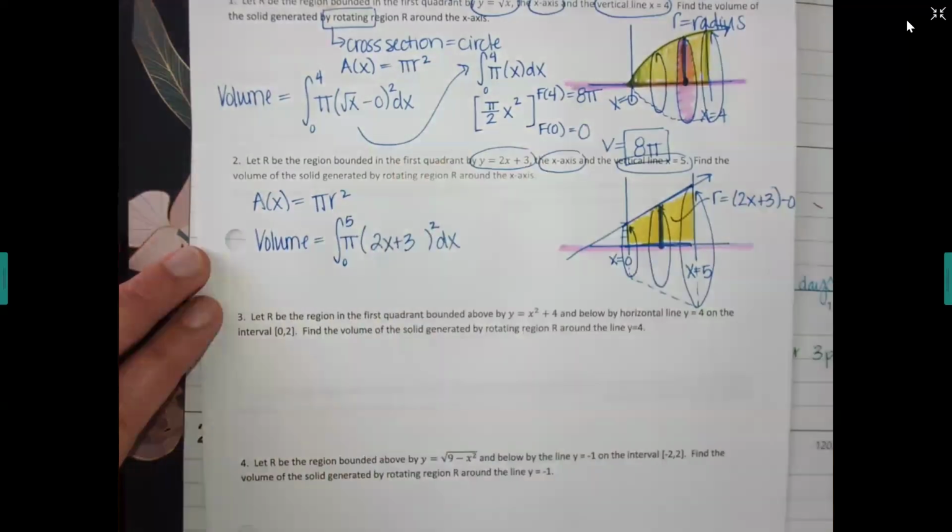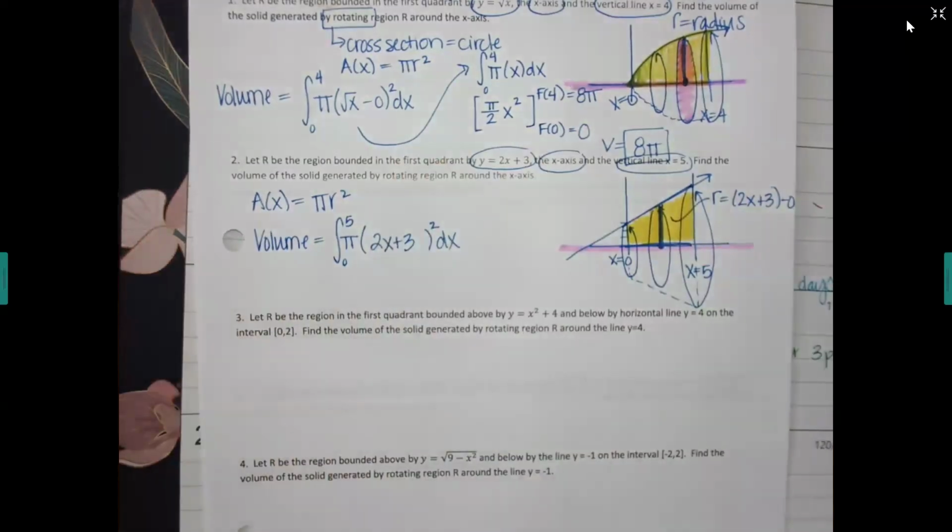Now, for this integral, you would have to do u substitution. Here's why. It's not just x squared. It's 2x plus 3 squared. So let's think through u sub. I think we're only doing this last one by hand.